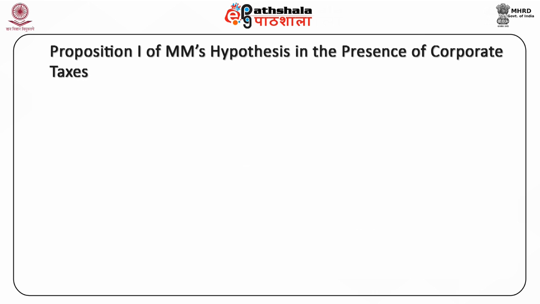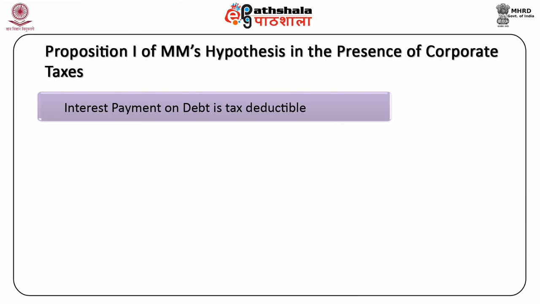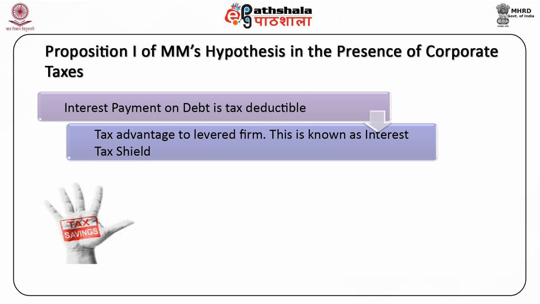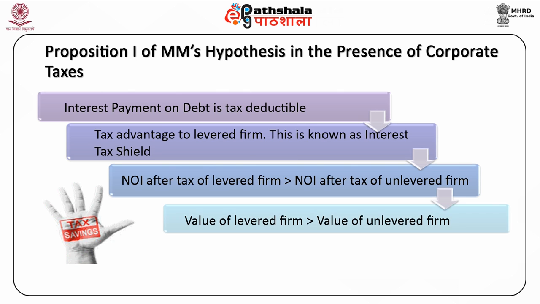Now we will see how proposition 1 of the MM hypothesis works in the presence of corporate taxes. We know that interest payment on debt is tax deductible. Therefore, the levered firm will get a tax advantage as compared to an unlevered firm. This amount of tax advantage is called the interest tax shield or tax advantage of debt. Hence, this advantage will increase the net operating income after tax of the levered firm as compared to the unlevered firm. If the net operating income of the levered firm is greater than the unlevered firm, then the value of the levered firm will also be greater than the value of the unlevered firm.